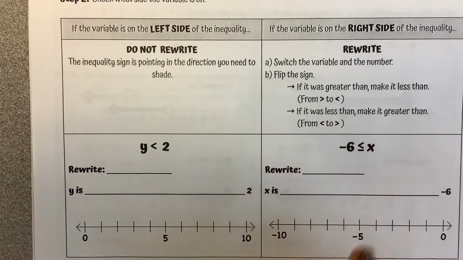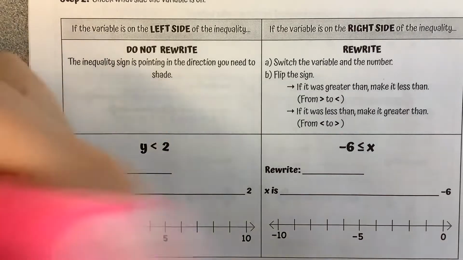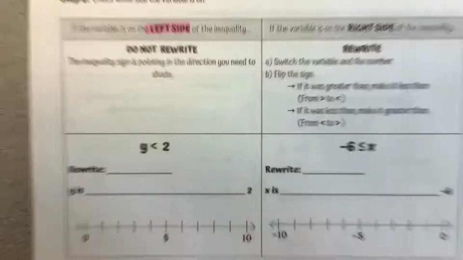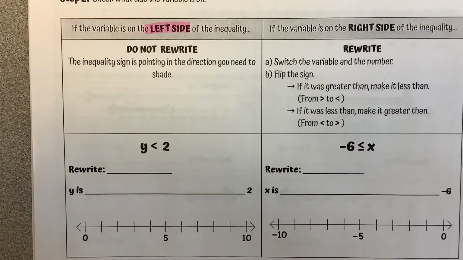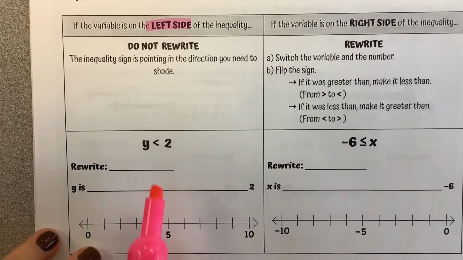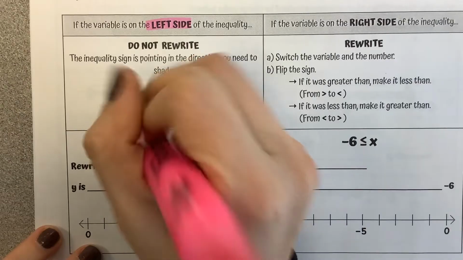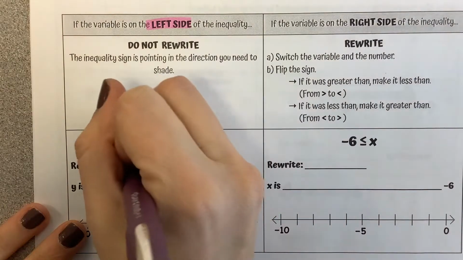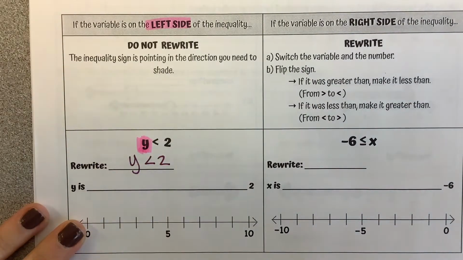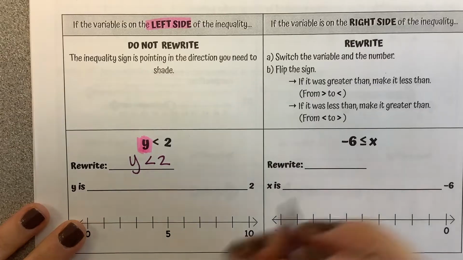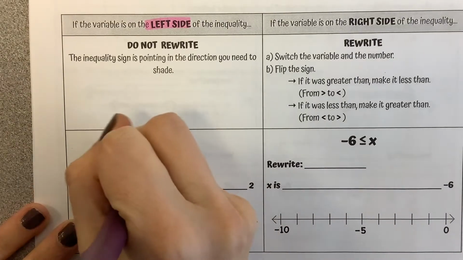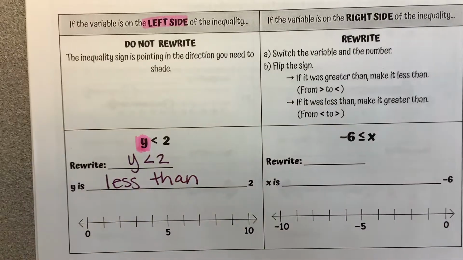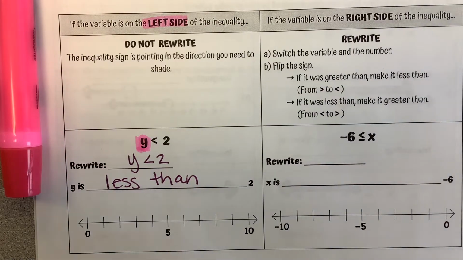So let's look at the first scenario: the variable is on the left side of the inequality. In this example, I'm going to highlight my variable. I see right away that it's on the left side. When I rewrite, I can just rewrite the inequality as is: y is less than 2. Remember that that symbol means less than, and if you need to use your cheat sheet to help you, you can. So it means less than.